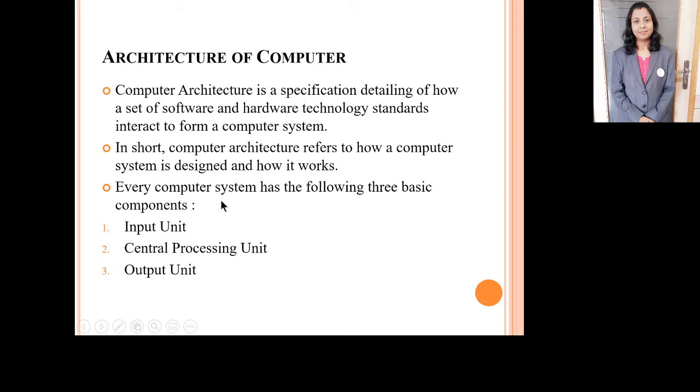Every computer system has the following 3 basic components. What are the 3 basic components of a computer system? Input unit, CPU (central processing unit), and the output unit. So these are the 3 basic components.